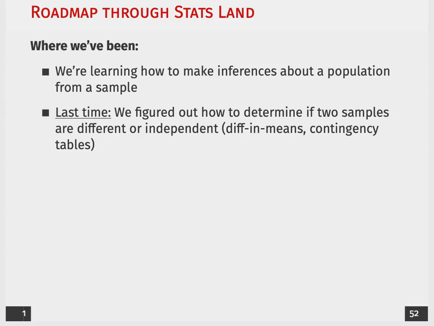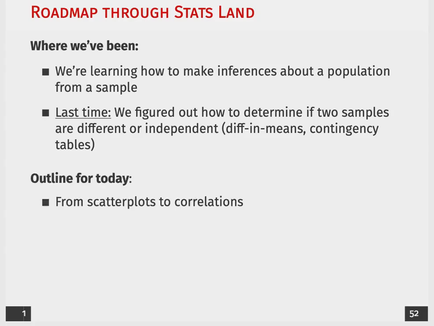So in the case of when we have an experimental design, we talked about a difference in means between the two groups, or when we talked about the two variables that were not randomly assigned, right? We had observational data. We were talking about using contingency tables.